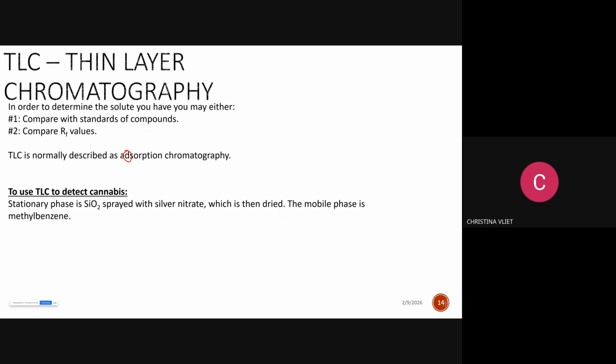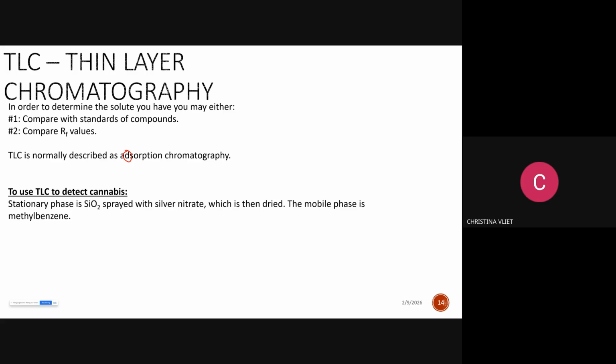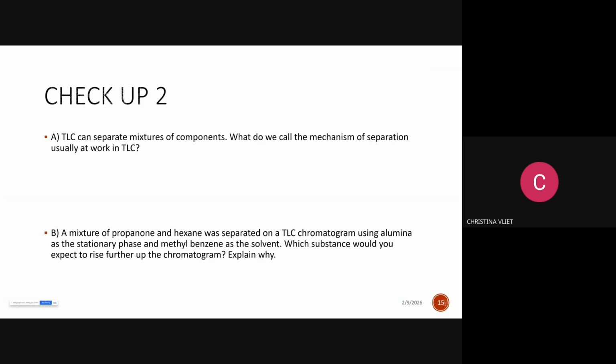You can actually use TLC, I picked this up I think from the textbook, to detect cannabis, THC. You would take your SiO2, which is the stationary phase, and spray it with some silver nitrate, and then you dry it. The silver nitrate allows the molecule to bind to it, which is ionic, so dipolar. But then your mobile phase is methylbenzene, which is nonpolar, so it would travel with the methylbenzene. And then you'd find the RF value, and the RF value would tell you, oh, that's THC or that's not THC.